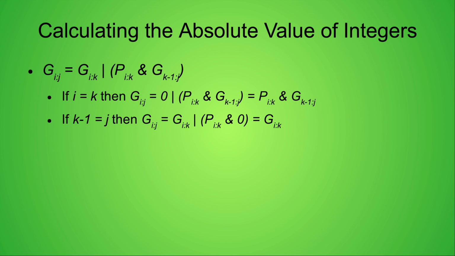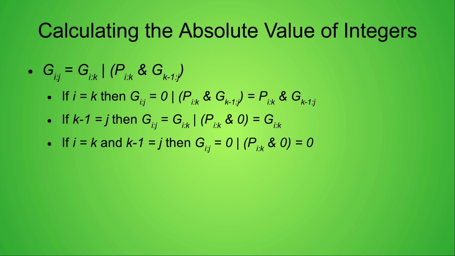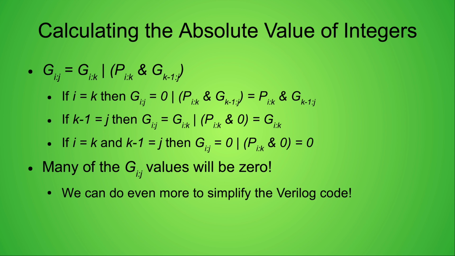Likewise, if k minus 1 equals j, then g sub i colon j is equal to g sub i colon k, or with the quantity p sub i colon k, ANDed with 0, and this simplifies to just g sub i colon k. And finally, if i equals k and k minus 1 equals j, then g sub i colon j equals 0, ORed with the quantity p sub i colon k, ANDed with 0, which reduces to simply being the bit 0. This means that a lot of the g sub i colon j values are 0.